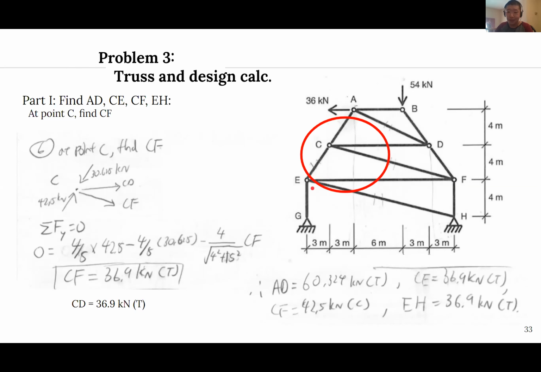So now that we've solved the first part of the problem, AD is 60.324 kilonewtons in tension, CE is 36.9 kilonewtons in tension, EH is 36.9 kilonewtons in tension as well, and CF is 42.5 kilonewtons in compression.